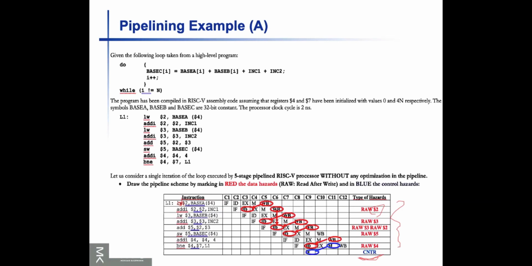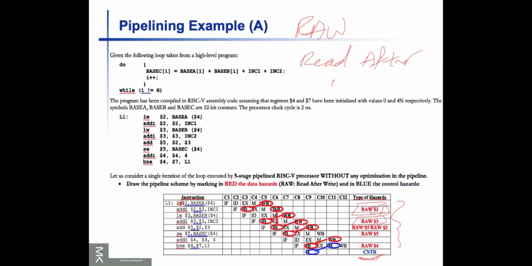Then again, the same thing happened for $3. You load it and then you add it up. So this WB to ID, okay? So you have to write read after write $2 or $3. So this RAW, I mentioned that this is a data hazard. It's referring to read after write, right? And $2 or whatever the variable was.